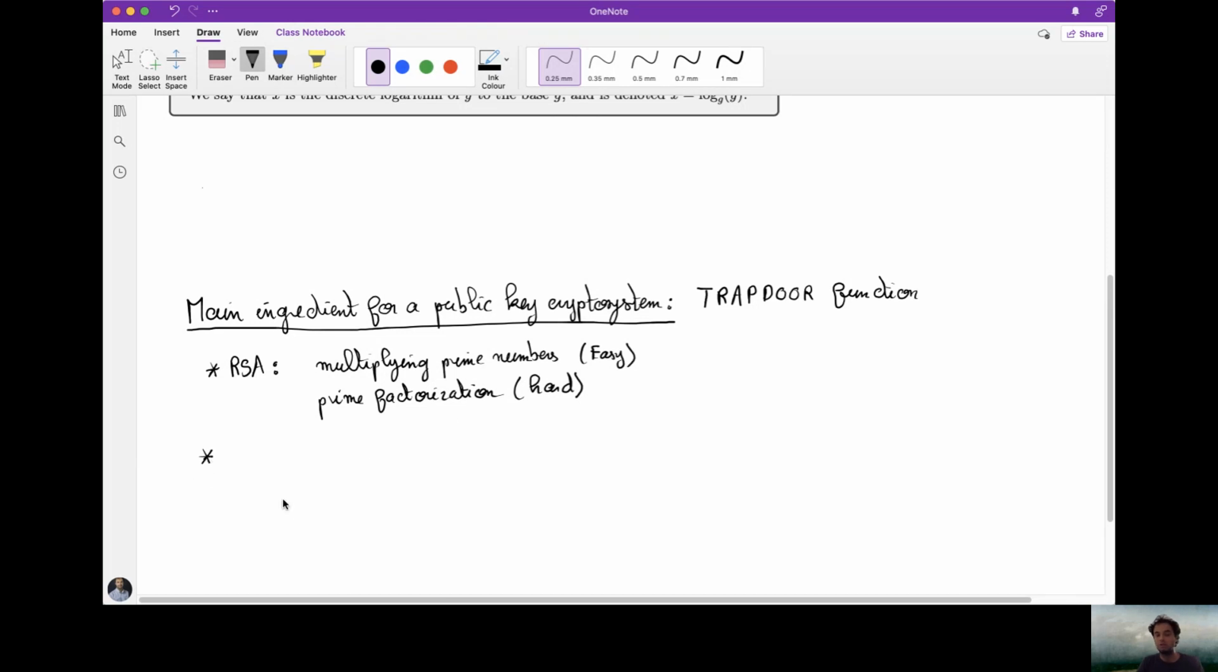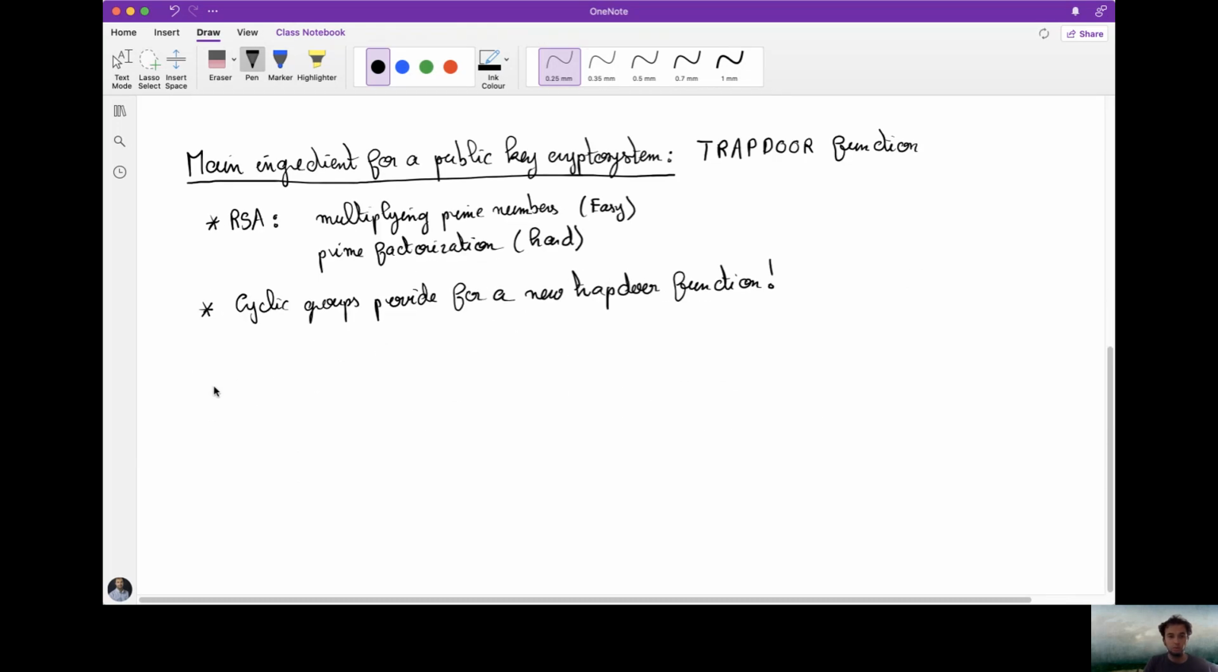And now what I'm going to explain in this video is that, in fact, cyclic groups provide a new trapdoor function. So let us see what this trapdoor function is. It's actually quite simple to understand. Suppose you have some cyclic group. Let's call G the set of elements, delta the composition of the group, and suppose this is a cyclic group.